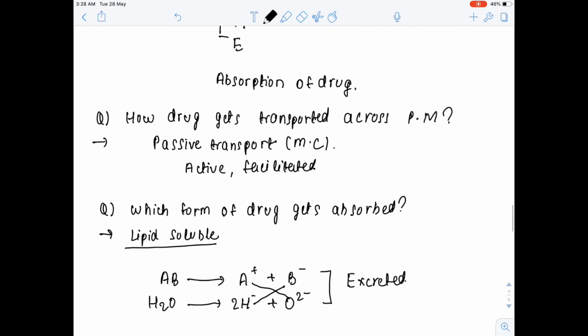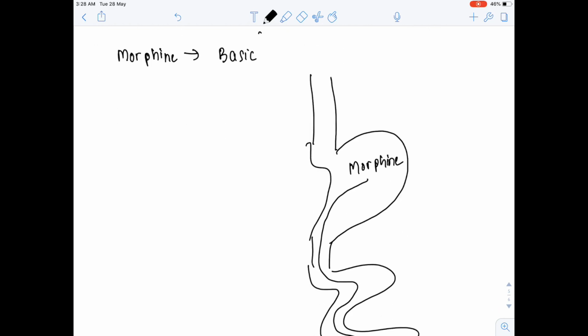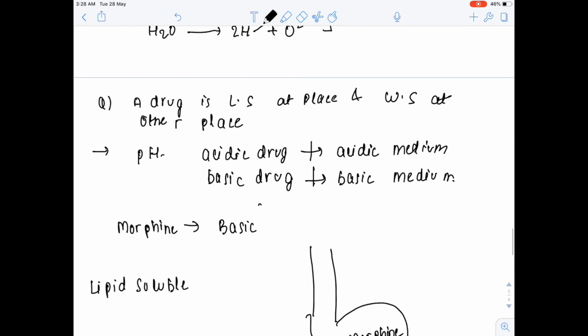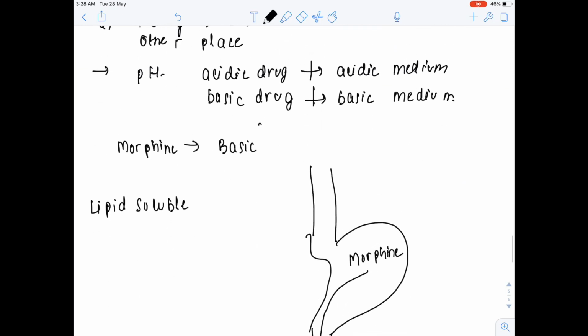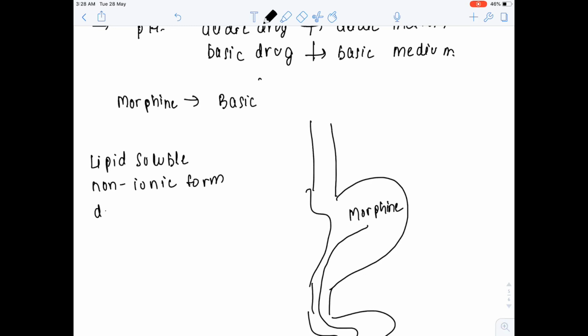So now we conclude that a lipid soluble drug, the non-ionic form of the drug, and the drug in the same pH medium gets absorbed.